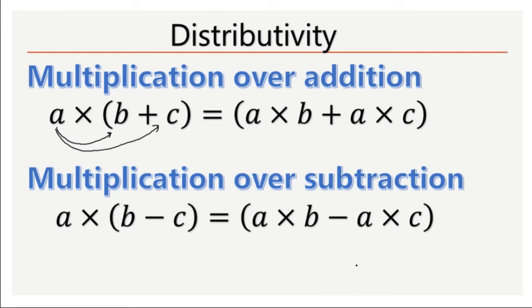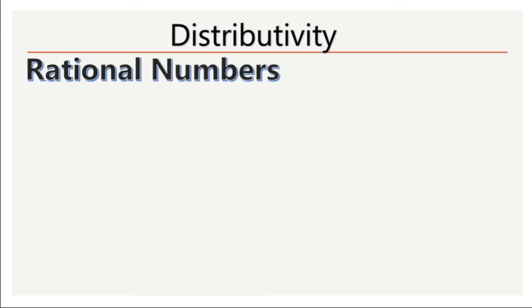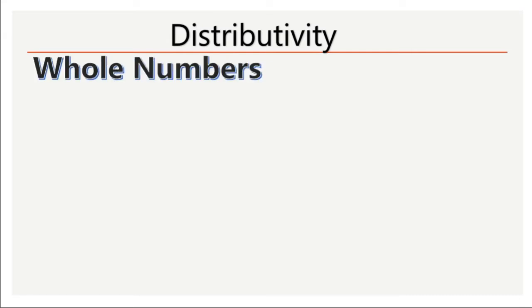Let us verify this particular property by taking the number system starting with natural numbers, whole numbers, integers, then rational numbers. For natural numbers and whole numbers, I would like to take the example as 1, 2, 3 belonging to the set of natural numbers. For whole numbers also the same example holds true. Here I need to verify A into (B plus C) equal to A into B plus A into C.